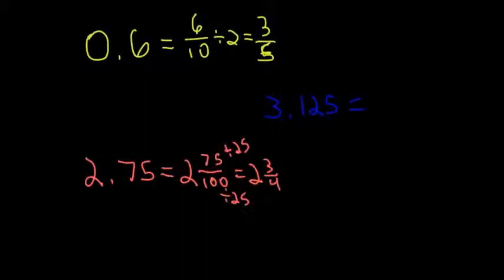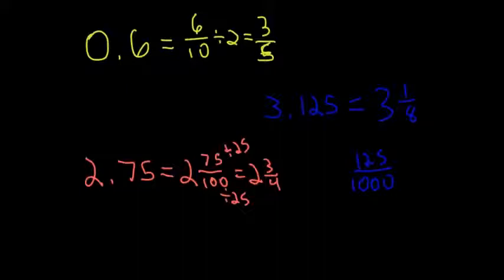So next we got 3 and 125 thousandths. So here's where those benchmark fractions come into play again. If you remember, 125 thousandths equals 1/8. So that's going to equal 3 and 1/8. If you were to work it out and put it over its place value, you'd have 125 over 1,000. And it just so happens that you can divide both of those by 125.